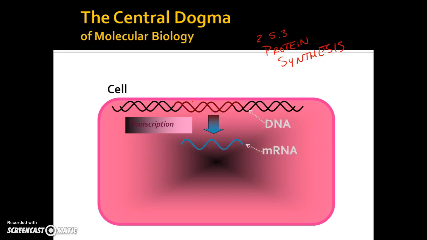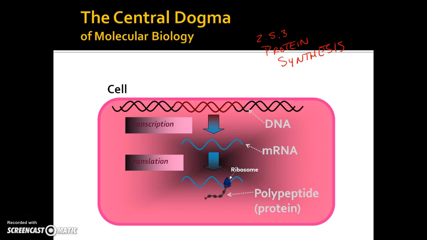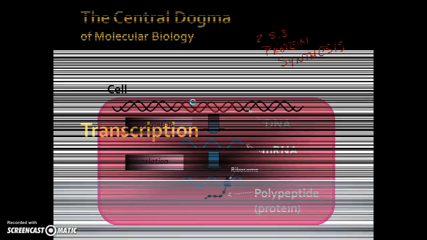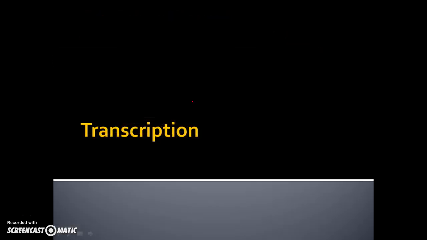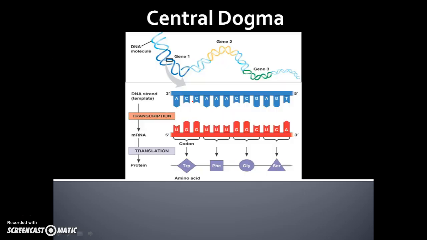We're going to take that segment and transcribe it into what's called messenger RNA. That messenger RNA is going to leave the nucleus, go into the cytoplasm, find a ribosome, and create a polypeptide, otherwise known as a protein. So this is the central dogma of biology, protein synthesis. There are two parts, the first being transcription, which takes that gene and goes from DNA to messenger RNA.